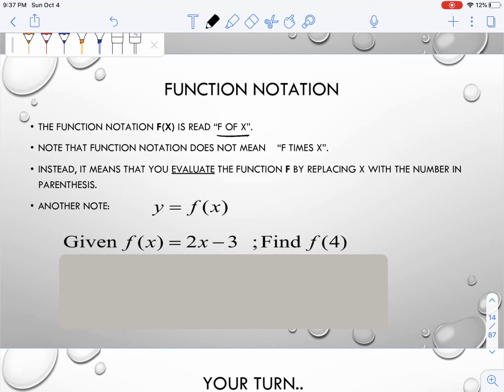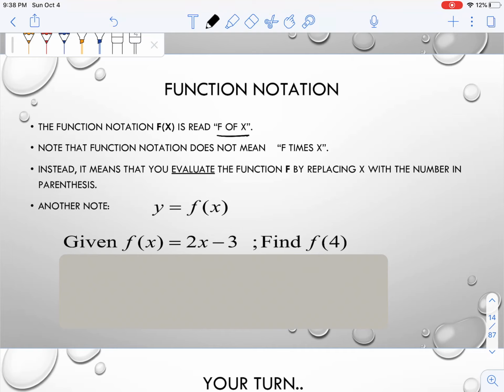One thing that's very important, it does not mean f times x. Multiplication and function notation are completely different from one another. Please do not confuse them. Instead, you're going to evaluate a function given a particular value, and you're going to do so by replacing x, or the variable of the function, with the value, and then you're going to simplify the right hand side.